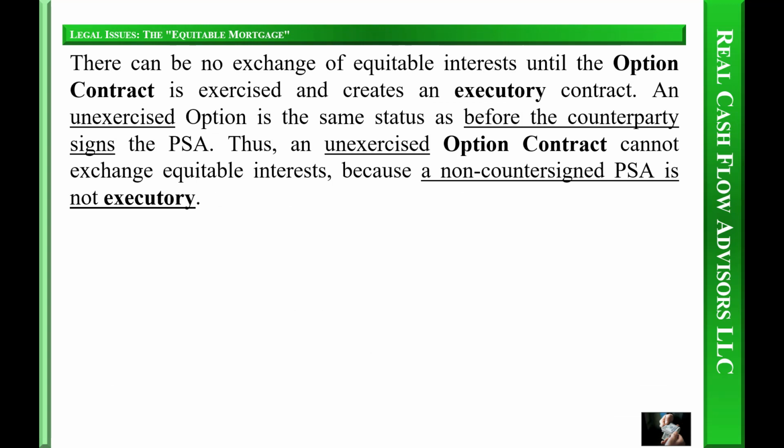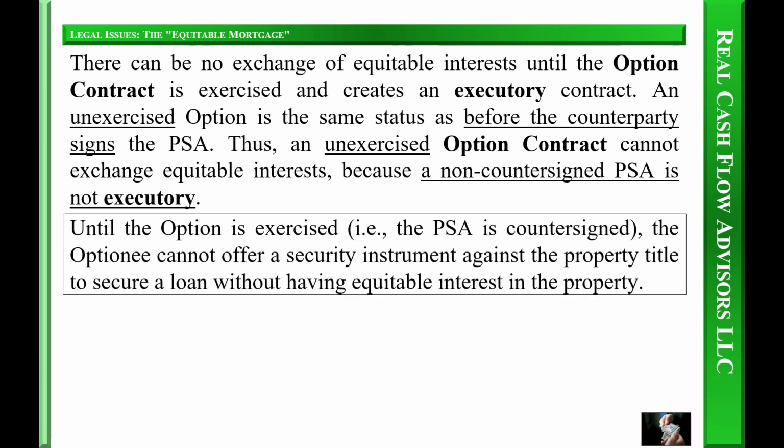There can be no exchange of equitable interest until the option contract is exercised and creates an executory contract. An unexercised option is the same status as before the counterparty signs the PSA. Thus, an unexercised option contract cannot exchange equitable interest because a non-countersigned PSA is not executory. Until the option is exercised, that is, the PSA is countersigned, the optionee cannot offer a security instrument against the property title to secure a loan without having equitable interest in the property.